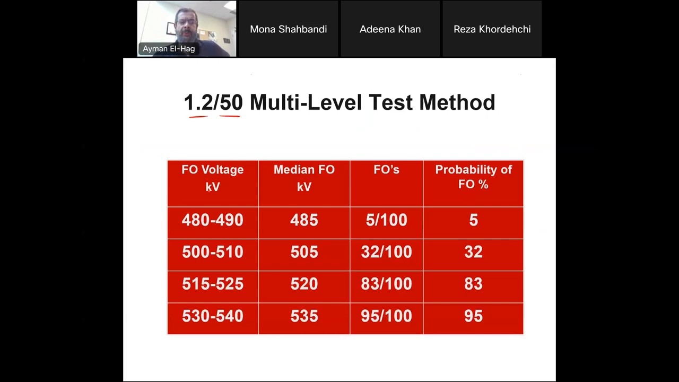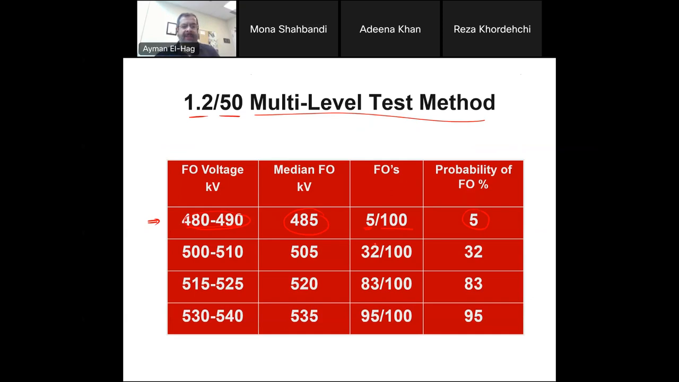So here, this is the test, again 1.2/50. For these types of insulators, we tested between 480 and 490 with the median values, and we do that 100 times. We call it the multi-level test method. This method gives you a very accurate result, but it is really time consuming, as we'll see. So we do the test 100 times between 480 and 490, and we have 5% failure by flashover. 5 out of the 100 cases have a flashover.